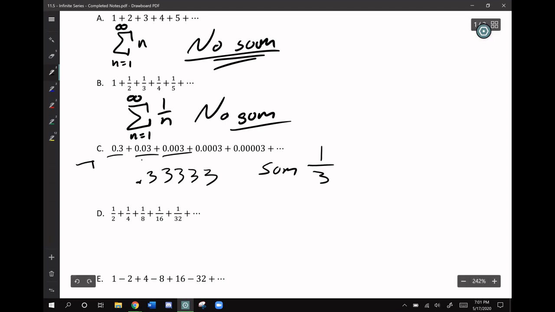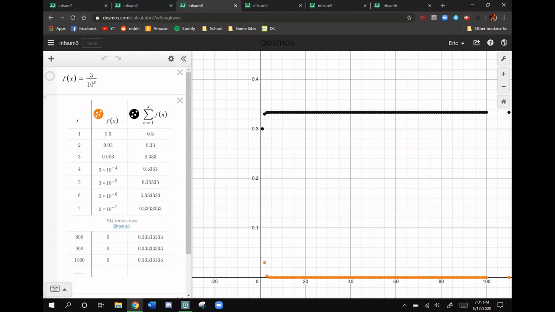Well, let's write it in summation notation. This one's a little bit weird. n equals 1 to infinity, and I know this is going to be 3 divided by 10 to the n. If we go to Desmos, we can see that it does in fact sum to 1/3. The bigger the value we plug in for n, the closer it gets to 1/3.